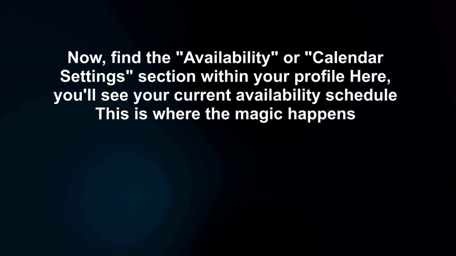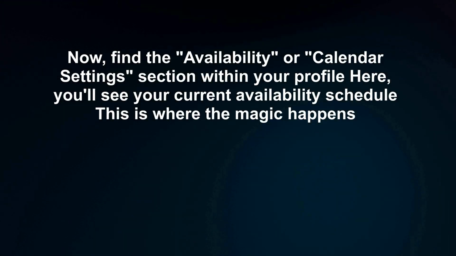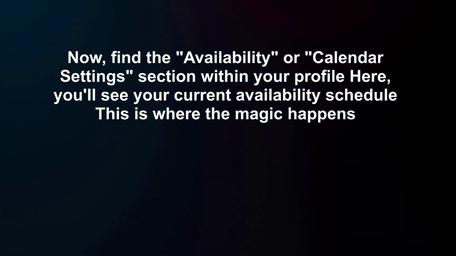Now, find the availability or calendar settings section within your profile. Here, you'll see your current availability schedule. This is where the magic happens.